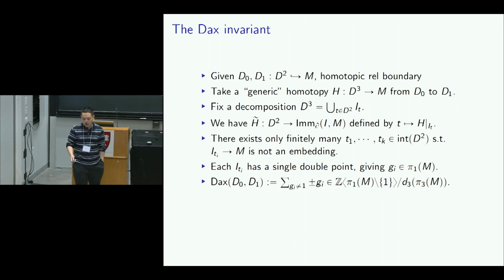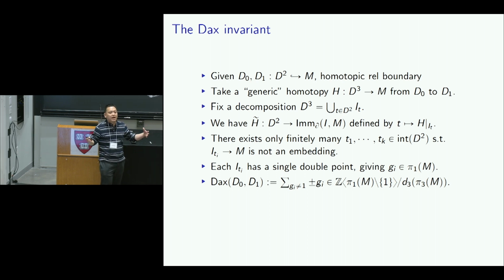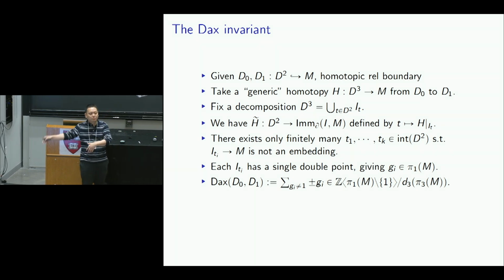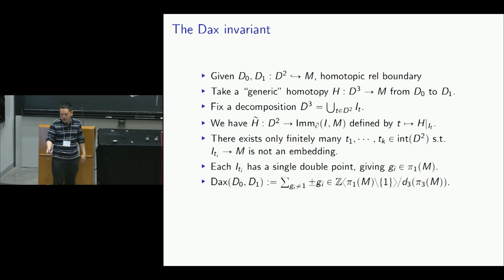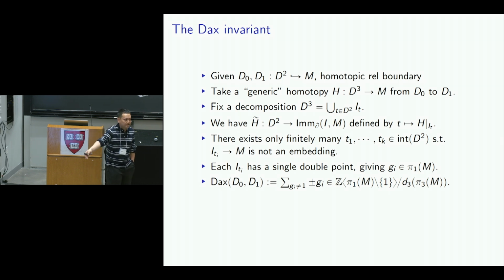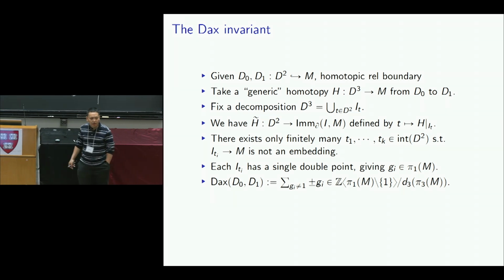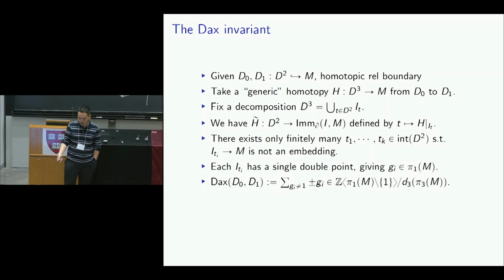It turns out that if you choose a different homotopy H', then you can glue H and H' together and form a map from S^3 to your three-manifold. That's some element in pi_3. You can do the same thing and construct a homomorphism from pi_3 to this abelian group generated by the fundamental group. We need to mod out by the image of this Dax homomorphism to ensure that this invariant is well defined, independent of the choice of H. So that's the Dax invariant.